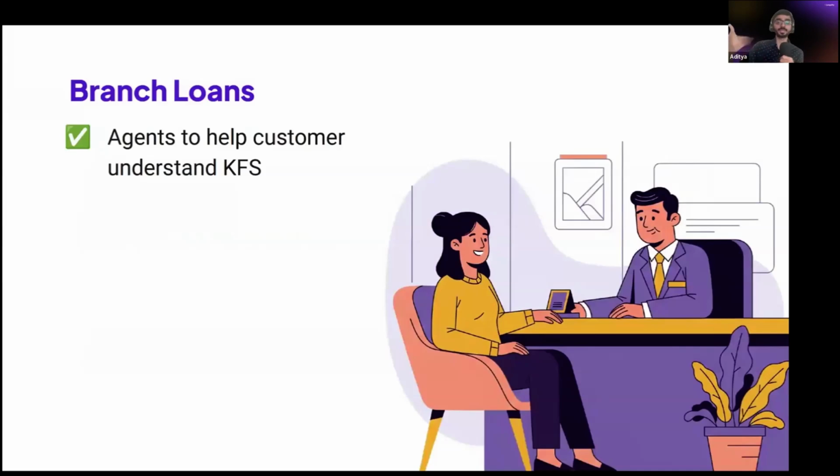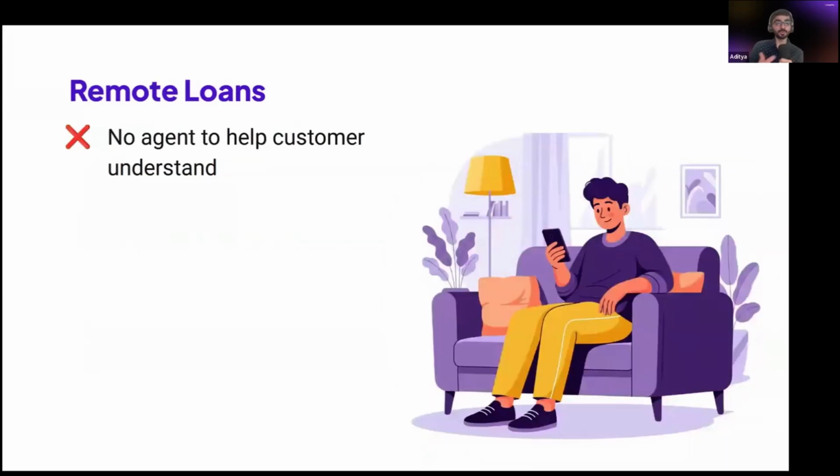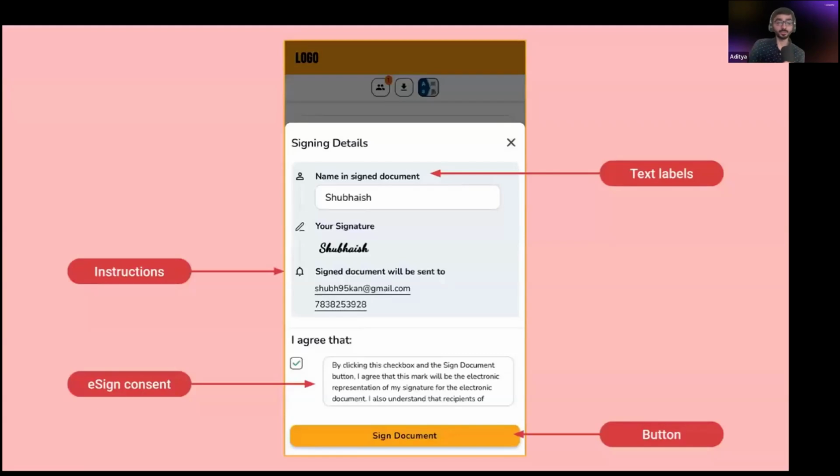They can explain to the borrower in the language of choice. And the KFS, of course, is also displayed in that language, right? But in a remote digital loan, and for digital lenders out there, this is relevant, right? There is no staff there to explain. It's a completely automated process. Borrower is completely on their own. So what's the actual issue? Why is this an issue?